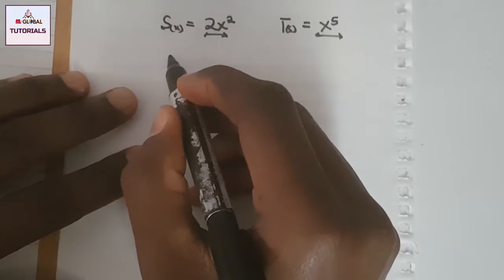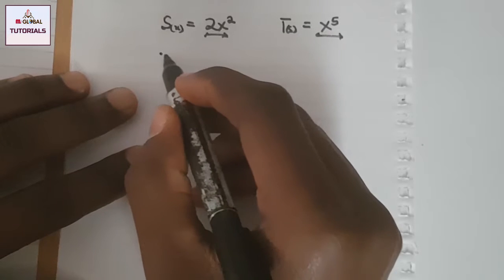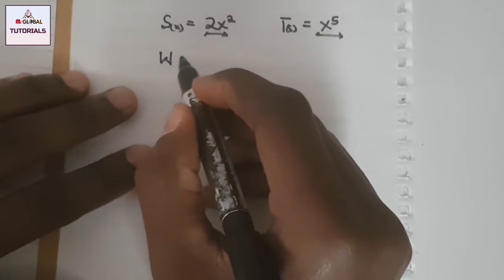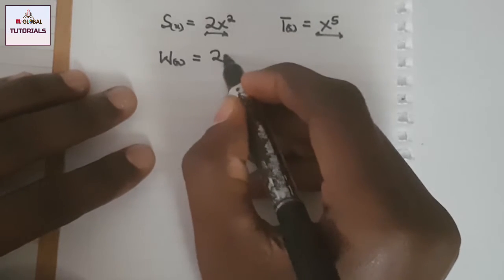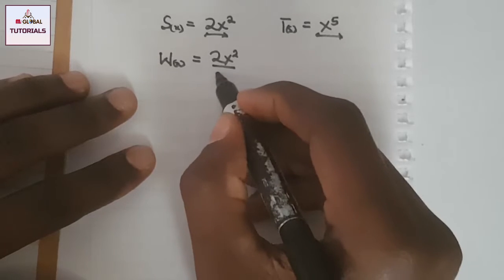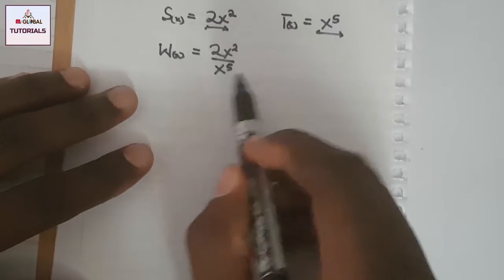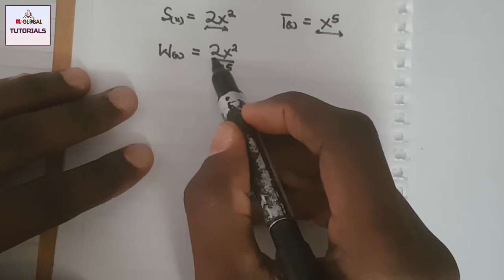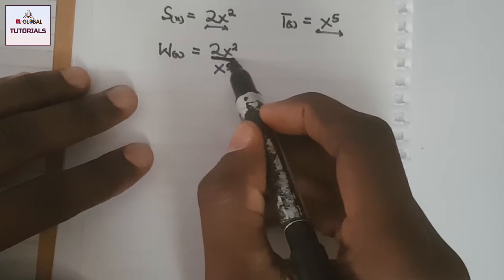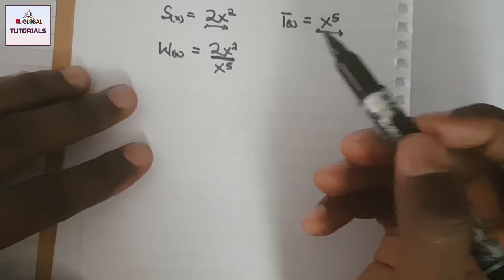So we say the whole thing, let's say w of x is equal to 2x squared over x to the power 5. See, this one you can't use the power rule to solve it. You can't use the chain rule, or a product rule, something like that. But you have to use the quotient rule because of the fraction here. The quotient means division, a fraction dividing another fraction.